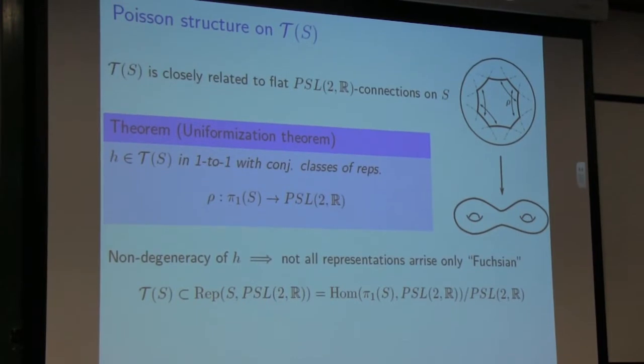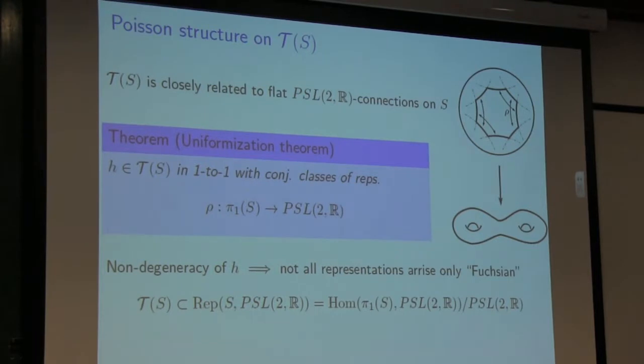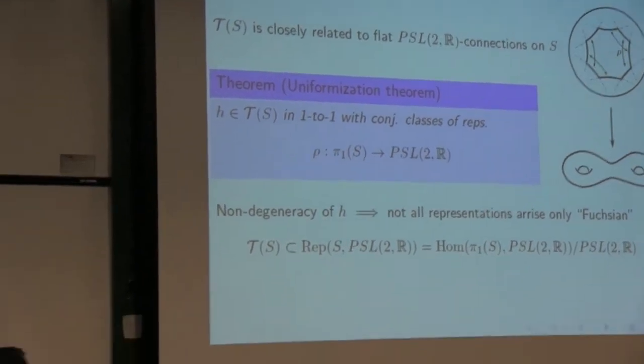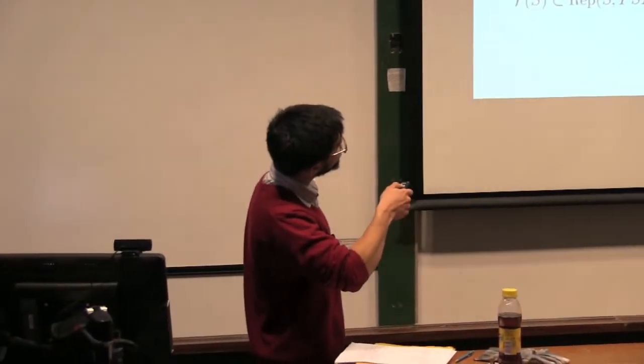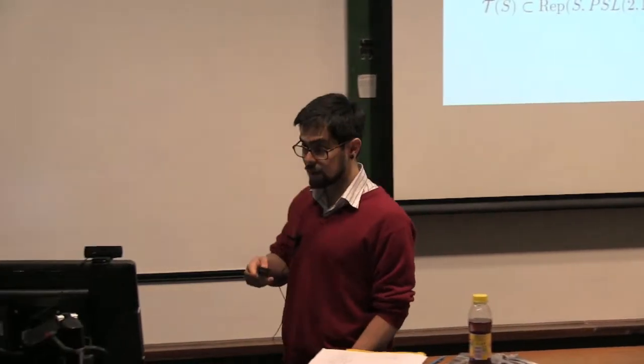Yeah, so this is for our choice. Okay, so we want to describe the Poisson structure on the Riemann moduli space, but now on the Teichmüller space. And one way to define this is by connecting Teichmüller space to the theory of flat connections on the surface. So Teichmüller space is very much related to the space of flat PSL(2,R) connections on the surface, and this comes about via the uniformization theorem.